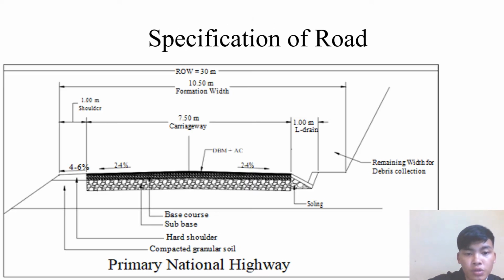Now I will be talking about specification of roads. This is the cross-sectional diagram of the primary national highway. Primary national highways are those roads with high traffic volume. It should be the shortest possible route between the designated important locations, and it connects 3 or more Dzongkhag centers.